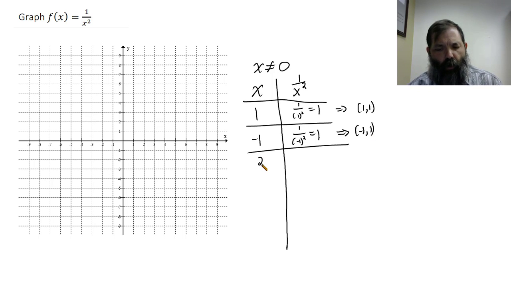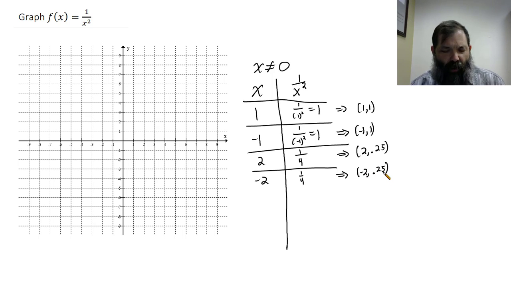Now what if x was 2? Then I'd have 1 over 2 squared, 1 over 4, or 0.25. And so that would give me the point (2, 0.25). And similarly, if x was negative 2, squared is again 4. So again, this would give me 1/4. And so I'd have the point (negative 2, 0.25).